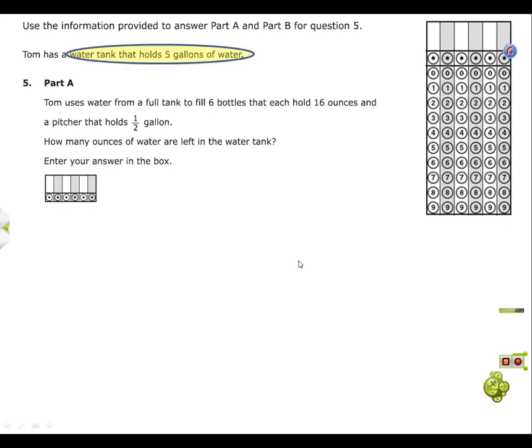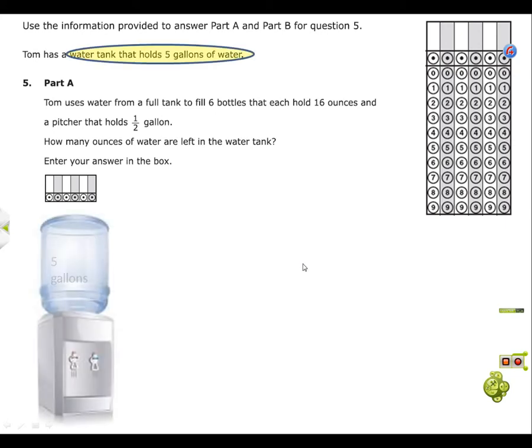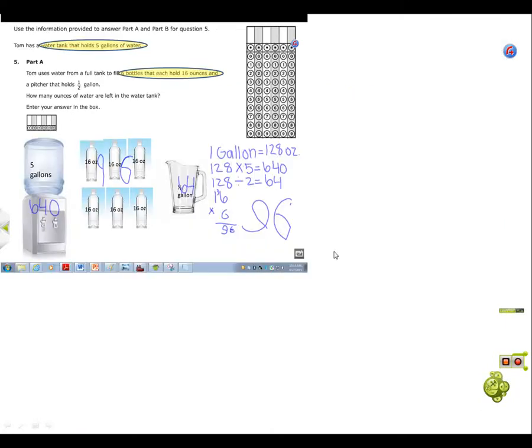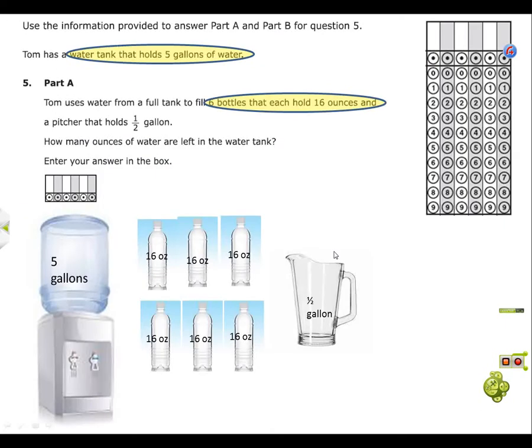Tap. Water tank that holds 5 gallons of water. 6 bottles that each hold 16 ounces. Eventually we will add this. We went too far. No, you don't. Okay. Oh wait, I think I know what to do. Okay, say it really loud.